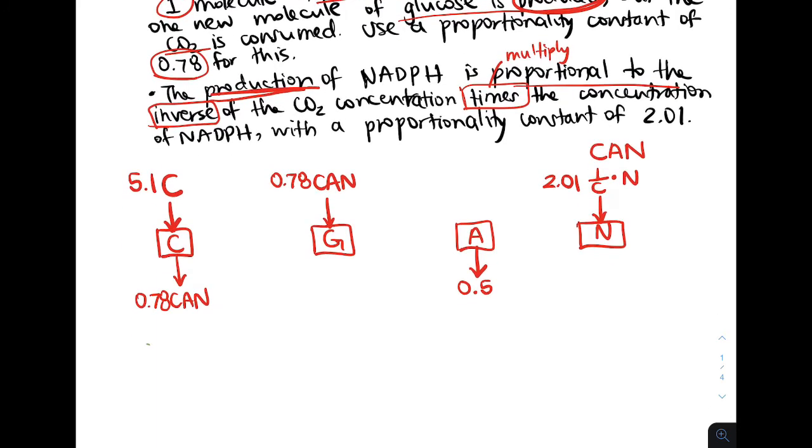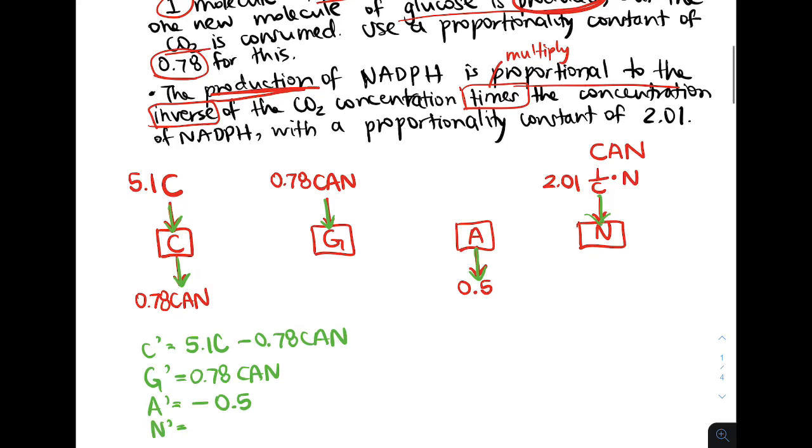And since those were all our assumptions, we can now write our differential equations. So I'm just going to look at the inflow minus the outflow. For C prime, it's 5.1C minus 0.78CAN. G prime is just 0.78CAN because we only have an arrow going into G, so it's an inflow. A prime, we have an arrow going out, so it's an outflow, which means it's negative 0.5. And for N prime, we have an inflow arrow only, so it's 2.01 times 1 over C times N. And we're not going to subtract anything because there's no arrow going out.